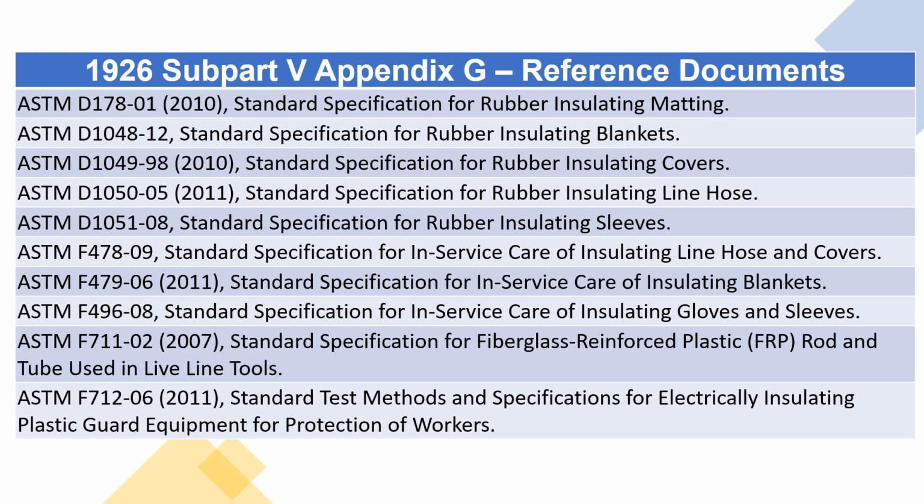ASTM F479-06, 2011, Standard Specification for In-Service Care of Insulating Blankets. ASTM F496-08, Standard Specification for In-Service Care of Insulating Gloves and Sleeves. ASTM F711-02, 2007, Standard Specification for Fiberglass Reinforced Plastic (FRP) Rod and Tube used in Live-line Tools. ASTM F712-06, 2011, Standard Test Methods and Specifications for Electrically Insulating Plastic Guard Equipment for Protection of Workers.